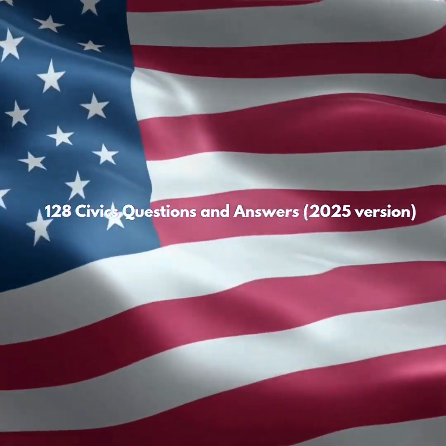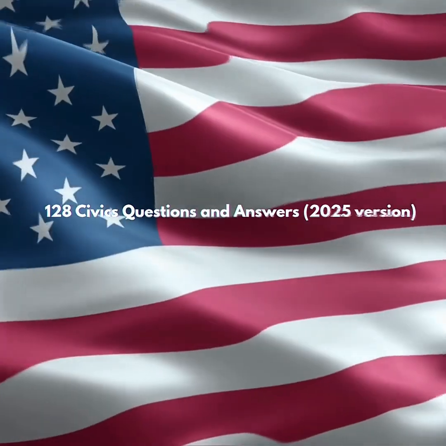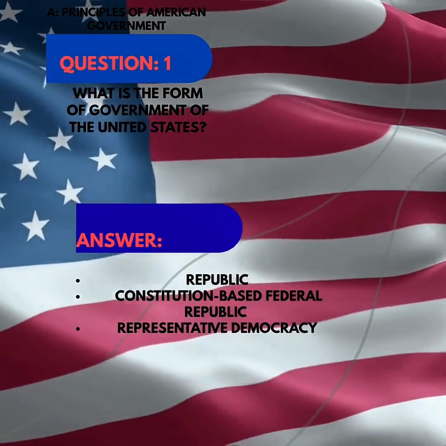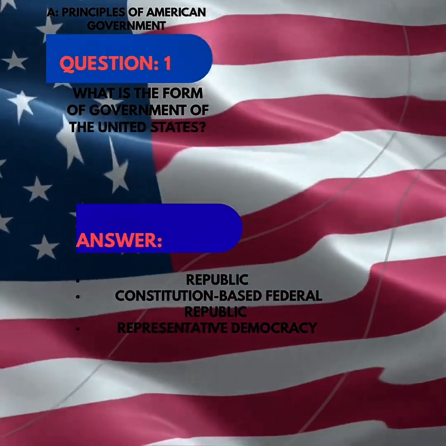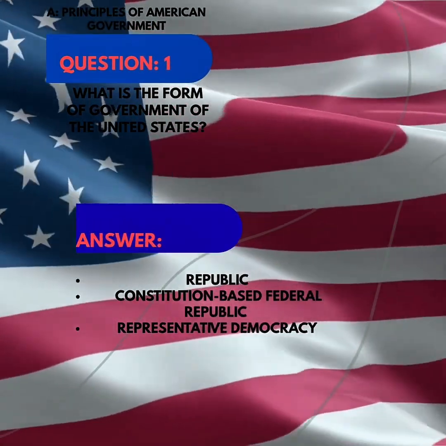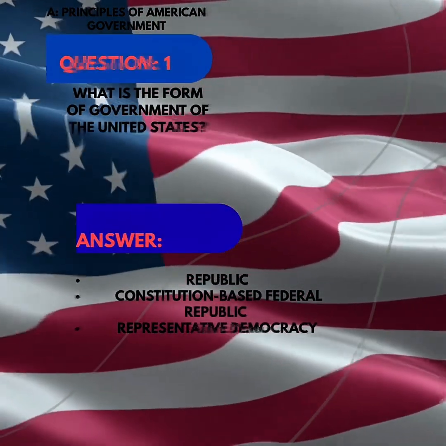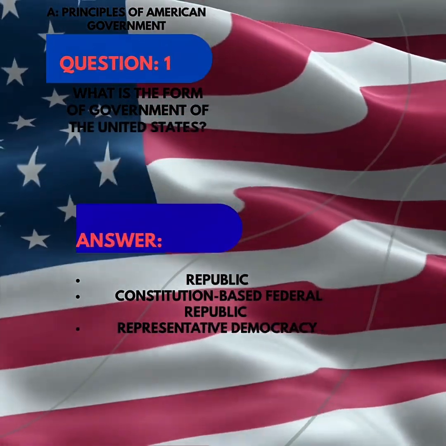Welcome to the 128 Civics Questions and Answers. The 2025 version. Question 1. What is the form of government of the United States? Answer. The United States has a republic, a constitution-based federal republic, and a representative democracy.